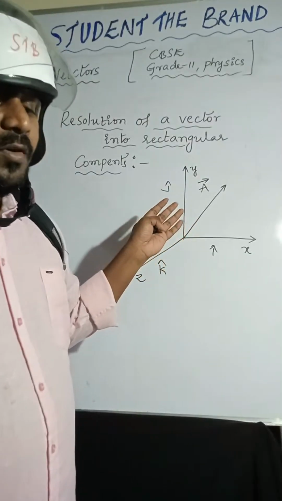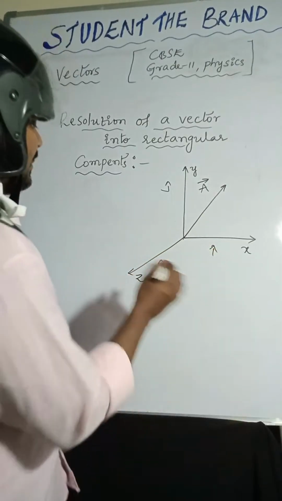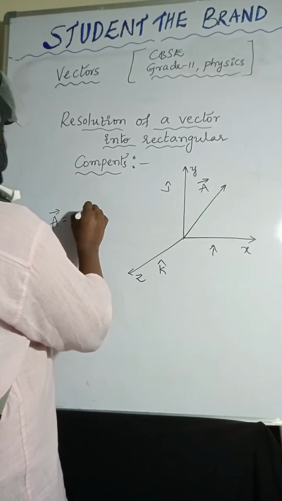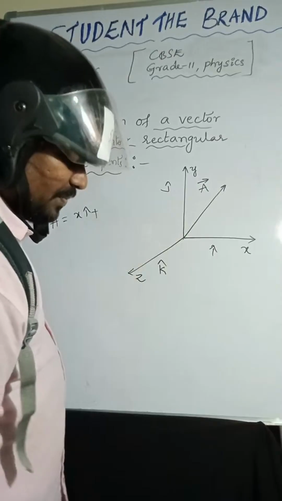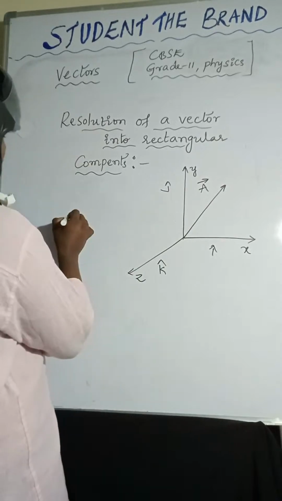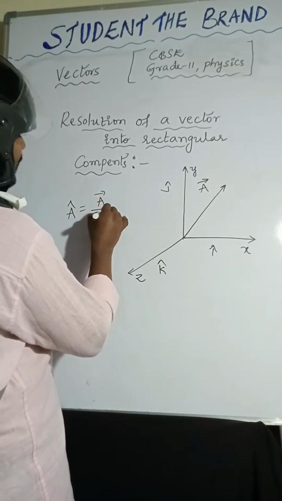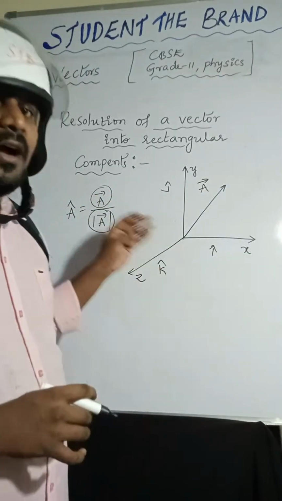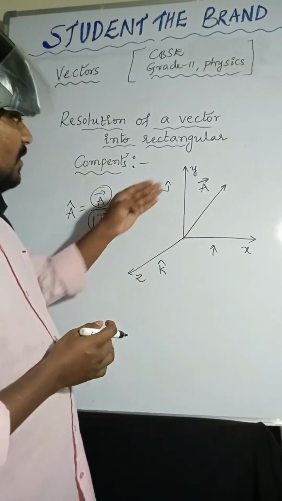As we already know, the unit vector can be represented as A cap equal to A bar by mod A bar, that is, the vector itself divided by its magnitude. So we have to consider the magnitude of the particular vector, A bar.